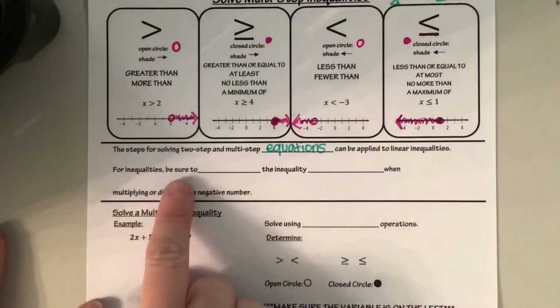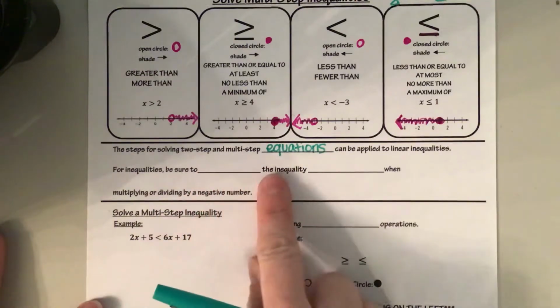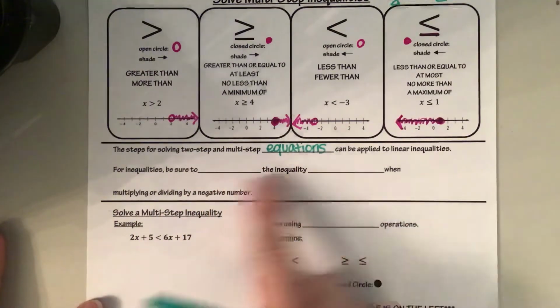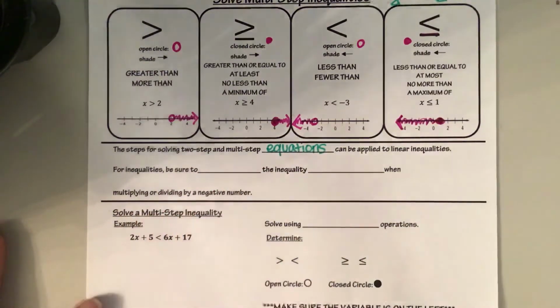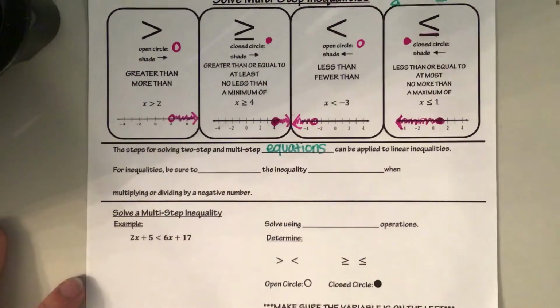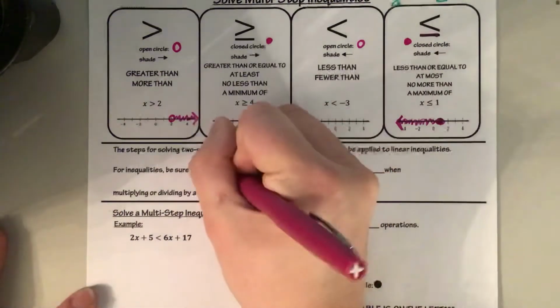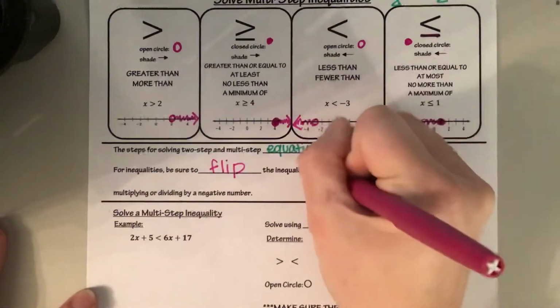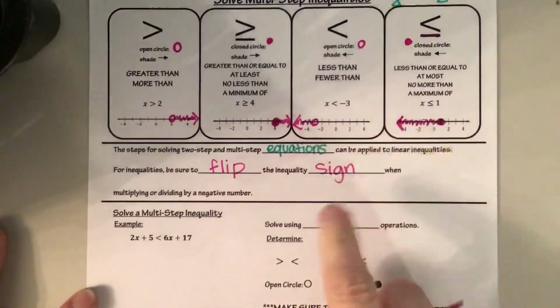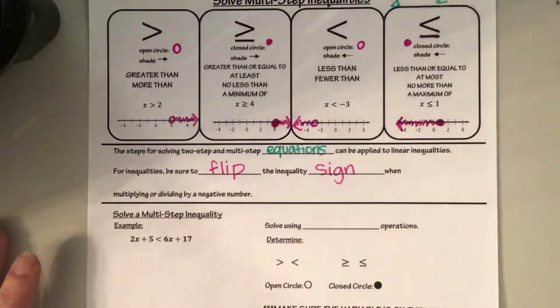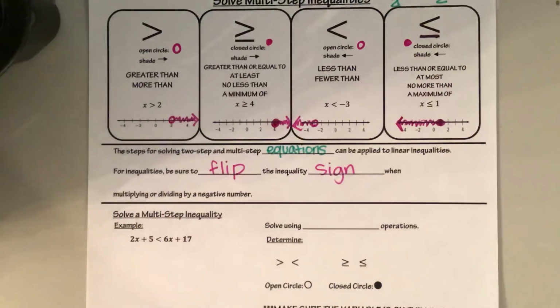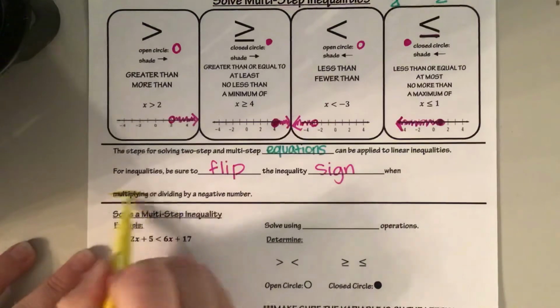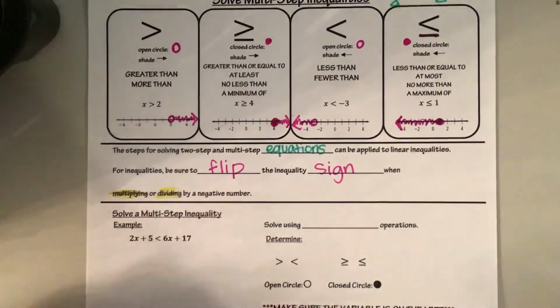For inequalities, be sure to flip the inequality sign when multiplying or dividing by a negative number. So we're going to always make sure that we flip the inequality sign when multiplying or dividing by a negative. Now that is so important. Only when multiplying or dividing. That's the only time.